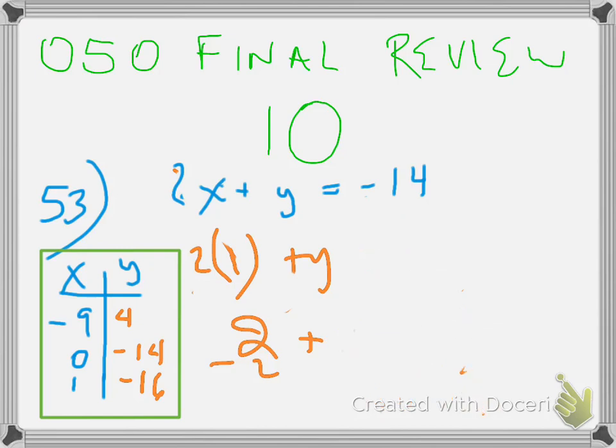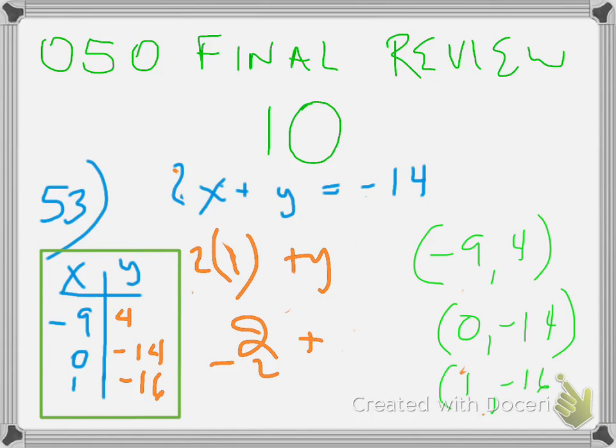So if we write them as ordered pairs, they would look like -9 for the x, 4 for the y. Also 0, -14, otherwise known as the y-intercept. And then 1, -16. There you go. And you can sort of tell from this as you look at these, as the numbers get bigger, the y's get smaller. So that means as x is increasing, y is decreasing. So that would mean the slope is negative because it's going down as the x's get bigger. But you could graph it to prove it.